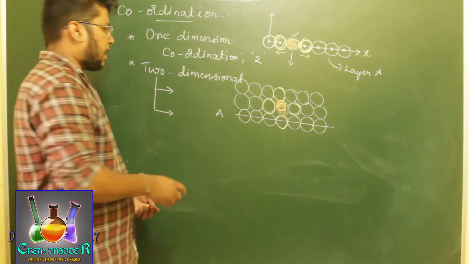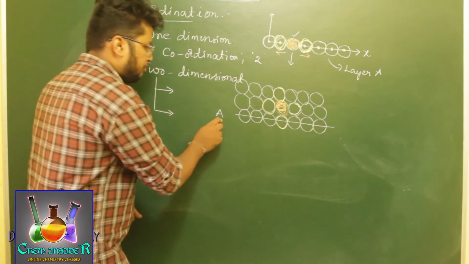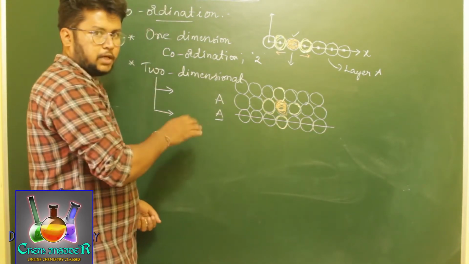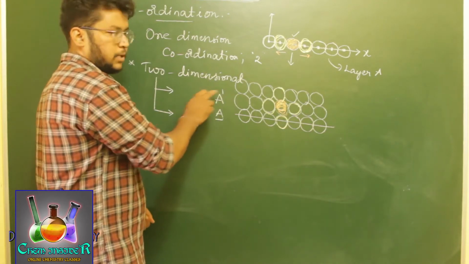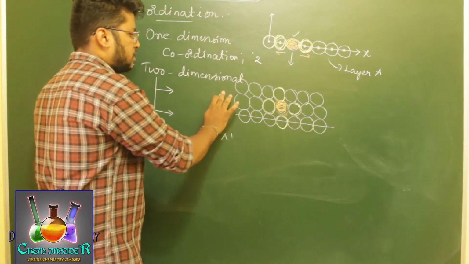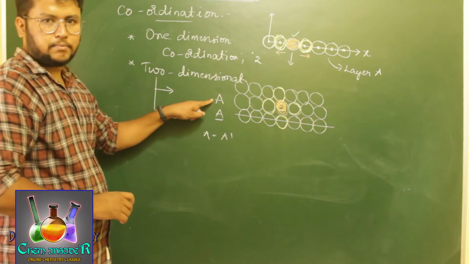As I said, there are two types of arrangement in two dimensions. If you arrange layer A and one more layer A, which is a replica of A, let us say A prime, then A and A prime are similar, right? So that means A is equal to A prime. So we can say it as AA, layer A upon layer A.